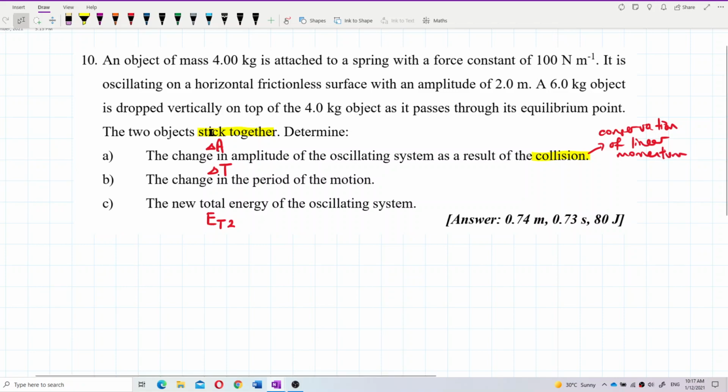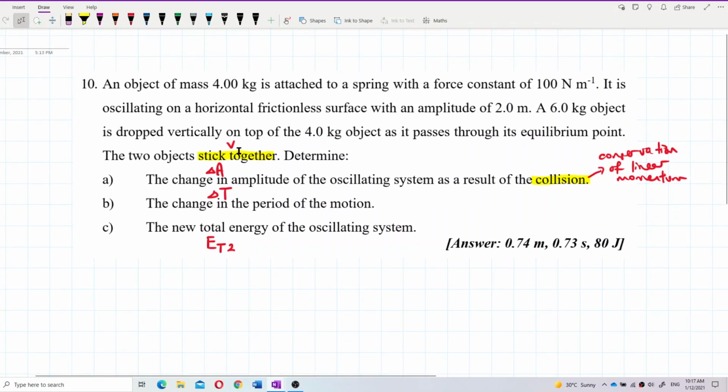Stick together. They have the common velocity v. Let's put a v there. Same final velocity, I can say.